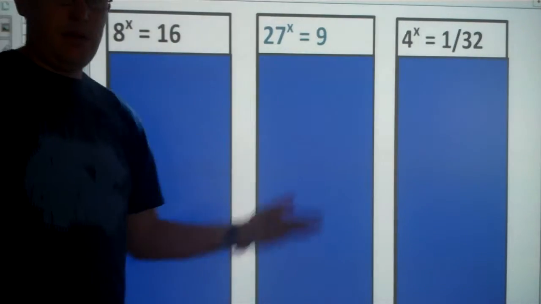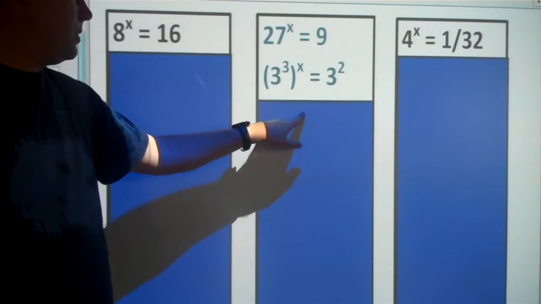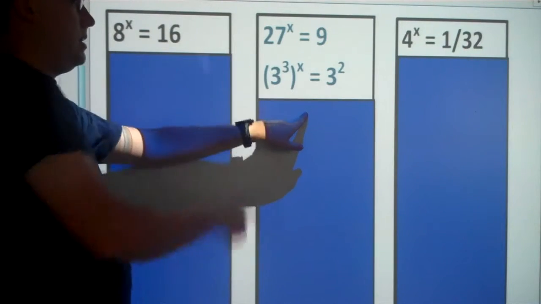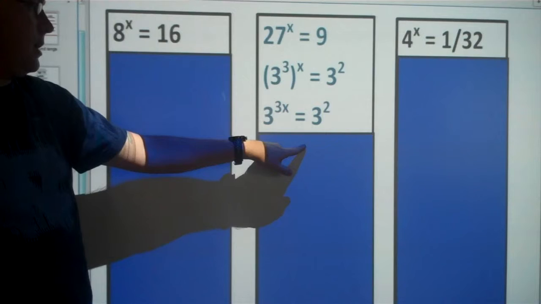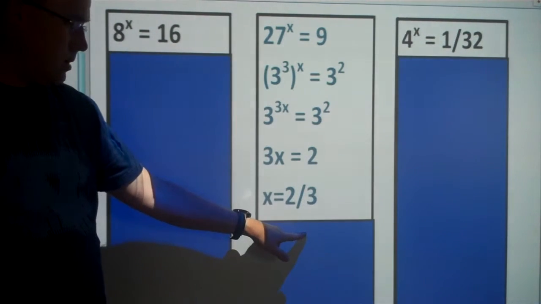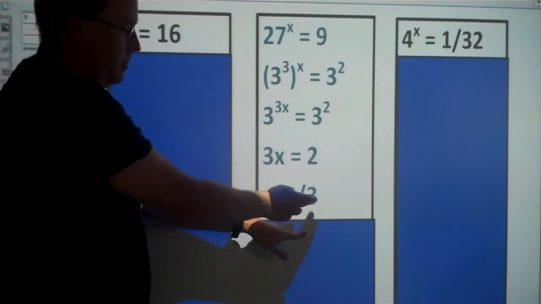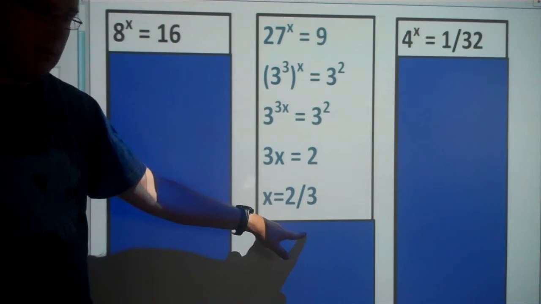So 27 and 9, I recognise 9 as 3 squared, and 27 is 3 cubed, so I can do a similar thing. Power to a power here, go ahead and multiply these. Now the bases are the same, we can now say the exponents are the same, so 3x equals 2, and x equals 2/3. Check, power of 2/3 means we do a cube root and then squared, so the cube root of 27 is 3, and if we square it we get 9.